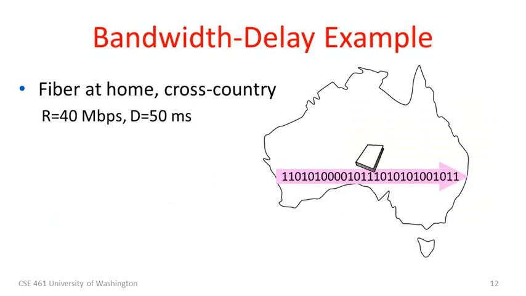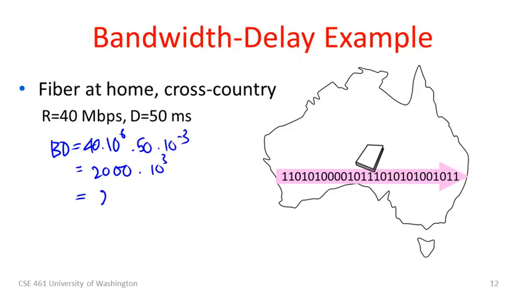You're using fiber at home and sending the information across the country. You've got 40 megabits per second, a nice decent fiber connection, and our latency, our propagation delay, will be 50 milliseconds to cross the country. So the bandwidth delay product, let's see, 40 by 10 to the 6 times 50 by 10 to the minus 3. Let's see, that's 2000 by 10 to the 3. This will be in bits, so if we just divide by 8, that's going to be 250 kilobytes.